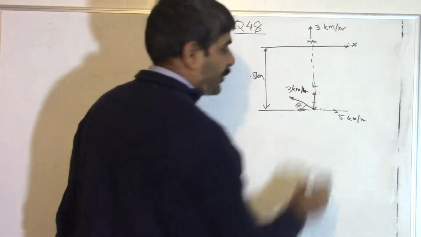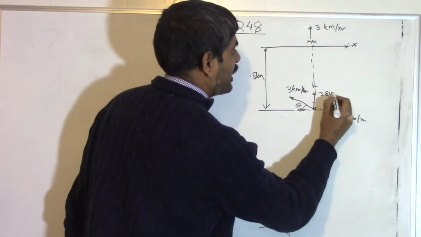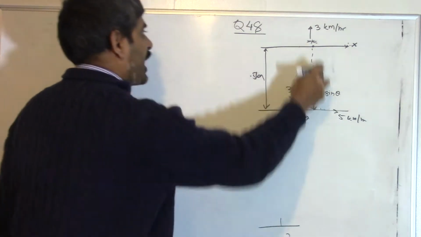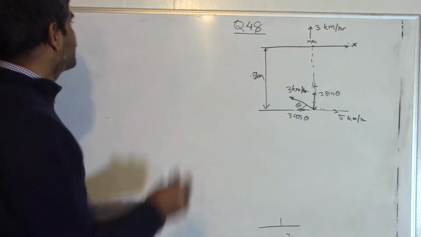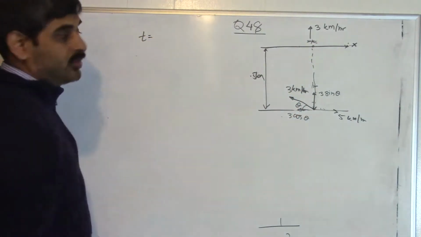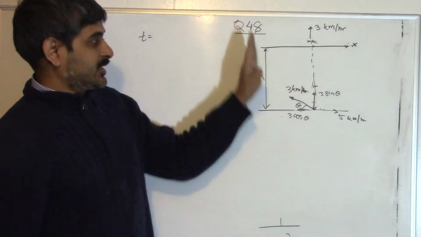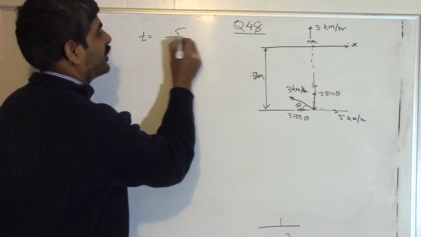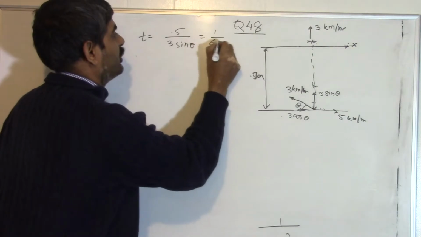So the component of his velocity along this direction will be 3 sin theta, and this one will be 3 cos theta. Now the time to cross this river will be given by t equals distance divided by velocity, this vertical distance divided by this vertical velocity. So this is 0.5 divided by 3 sin theta, same as we did earlier, or 1/(6 sin theta).